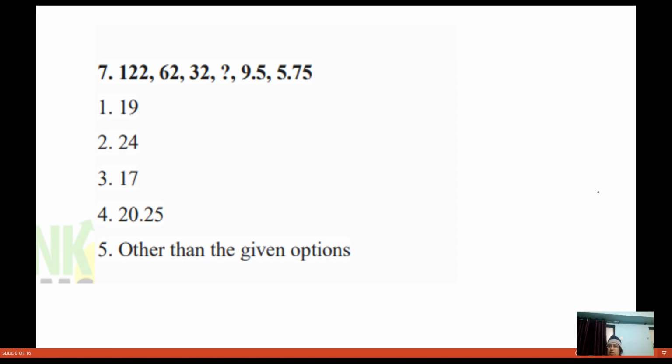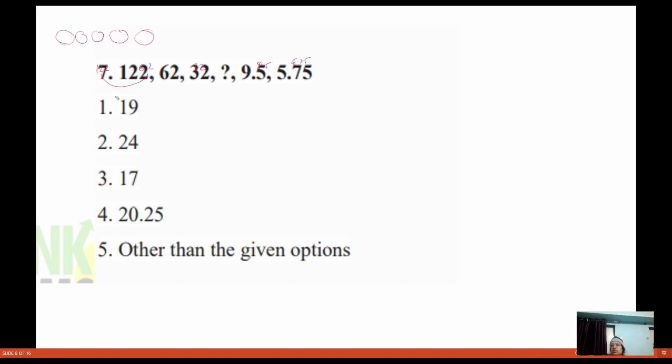So this is it. Now look at this seventh question. You have 122, 62, 32, 9.5, 5.75. Obviously, you know that this is decreasing and something is happening in which it is getting divided. So 122 is there, 62 is there, 32 is there, and then there is 9.5, and then there is 5.75.